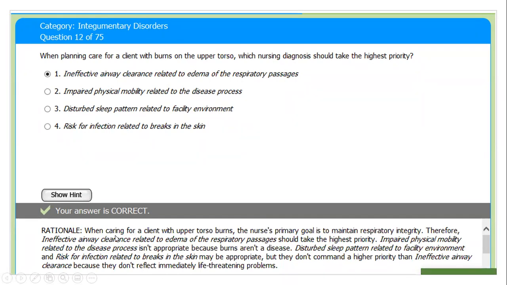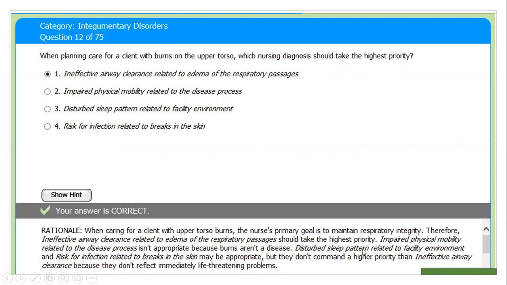Rationale: when caring for a client with upper torso burn, meaning the upper part of the body, throat, chest, nose, the nurse's primary goal is to maintain respiratory integrity. Therefore, ineffective airway clearance related to the edema of the respiratory passages should take the highest priority. Impaired physical mobility related to the disease process is not appropriate because burns are not a disease.